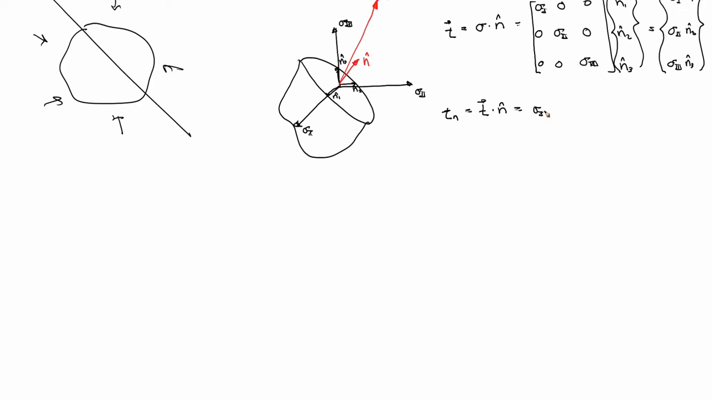And so that's sigma 1 n1 squared plus sigma 2 n2 squared plus sigma 3 n3 squared. That's just an equation, so I have that Tn is equal to this. I'm going to call that equation 1. We're going to use that in a little bit.